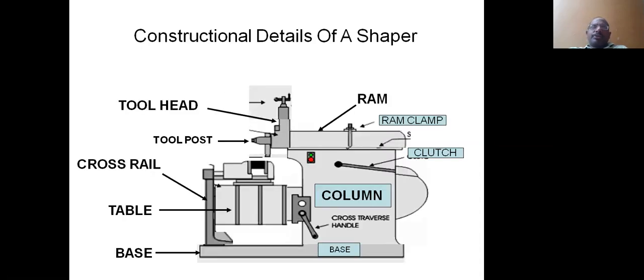Now this is the line diagram of a shaping machine. Observe, this is a line diagram of a shaper. This is a simple diagram. In the examination, there is no need to draw the 3D diagram. You are only supposed to draw this two-dimensional diagram, that means a 2D line sketch or 2D line diagram.